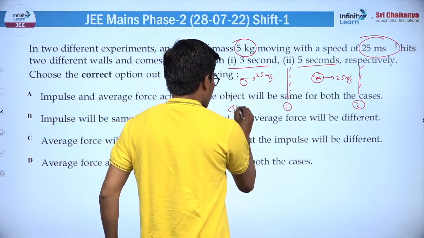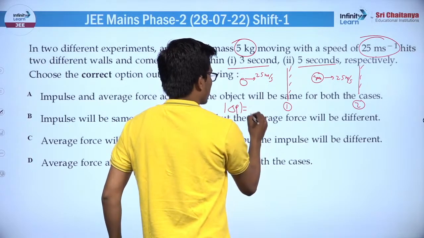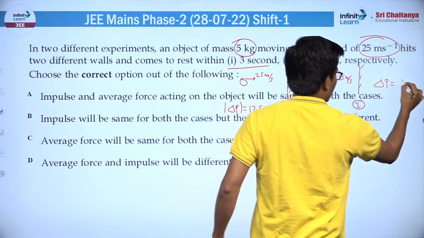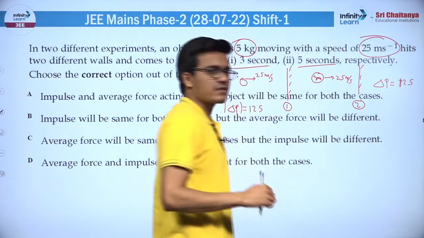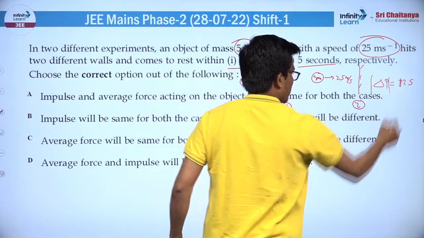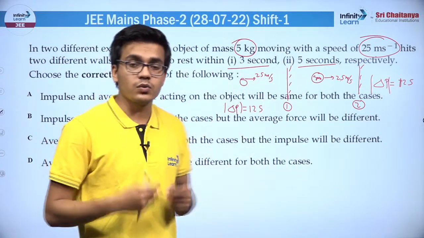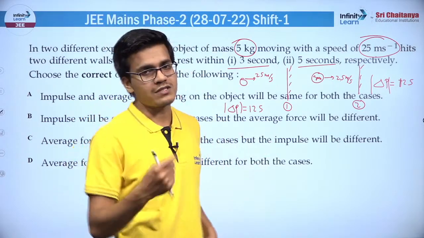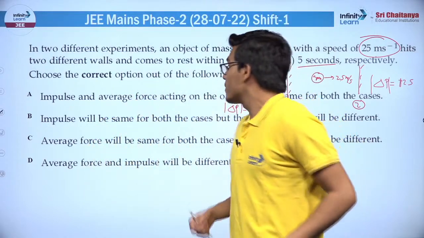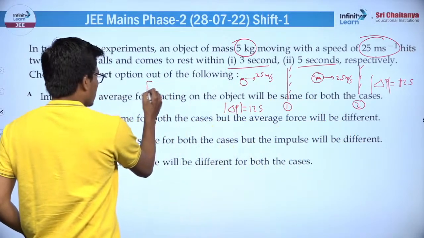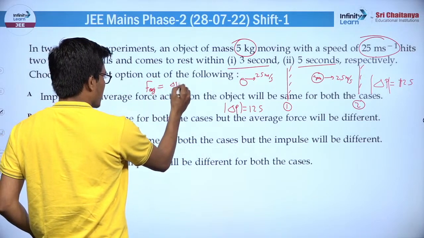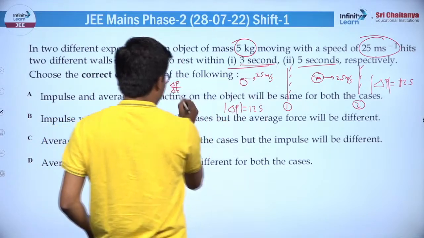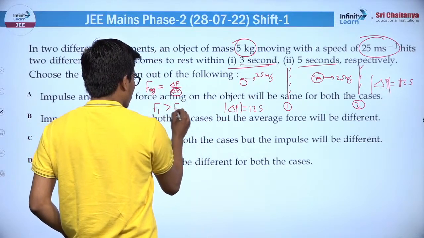So in this case change in momentum will be m into v, that is 125. In this case also change in momentum will be m into v, that is again 125, because final speed is 0, right? So we are calculating the magnitude here. That is the change in momentum and you know that impulse is defined as change in momentum only. So if change in momentum is 125, the impulse in both cases will be the same. But if we talk about the average force, by Newton's second law, average force is change in momentum divided by time, right? So in the first case time is less, it means in the first case force will be greater.